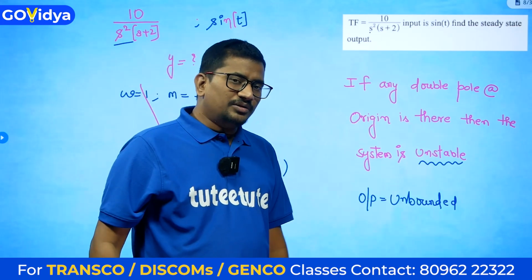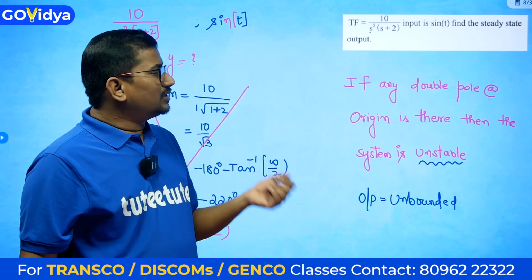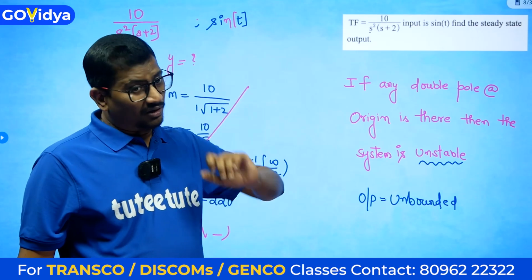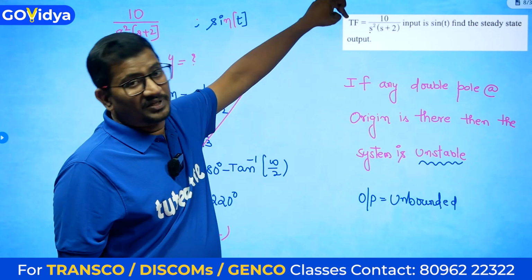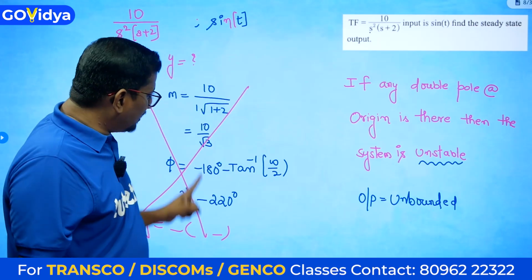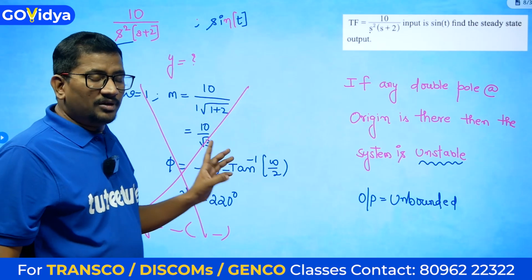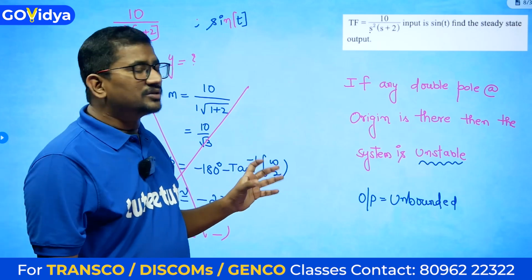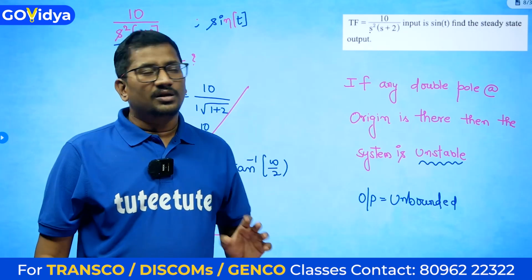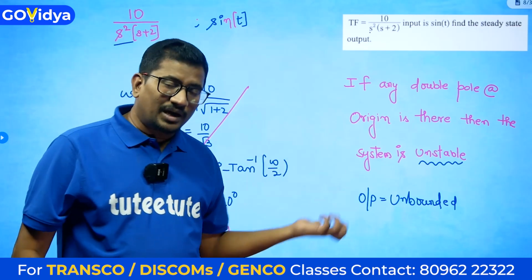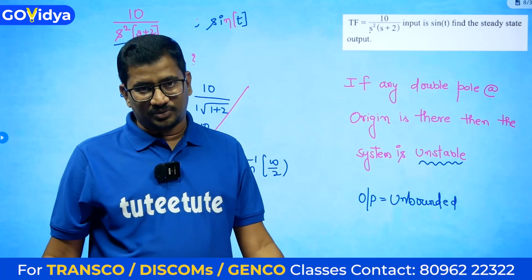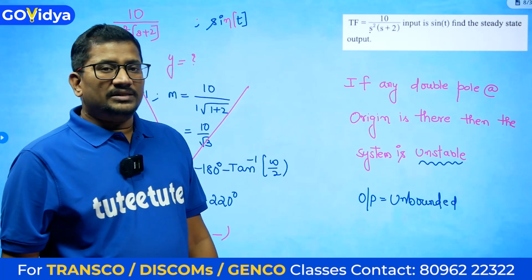Very, very popular question, because in TRANSCO and GENCO, if such questions are given, majority of the people, if they miss the concept of double pole at origin, will definitely commit this mistake. So they will be out of the race, because control systems is somewhat the easiest subject compared to any other, so you can score more in this. If you lose marks in this, you won't get them in any other subject. Okay. Now let us see another question.